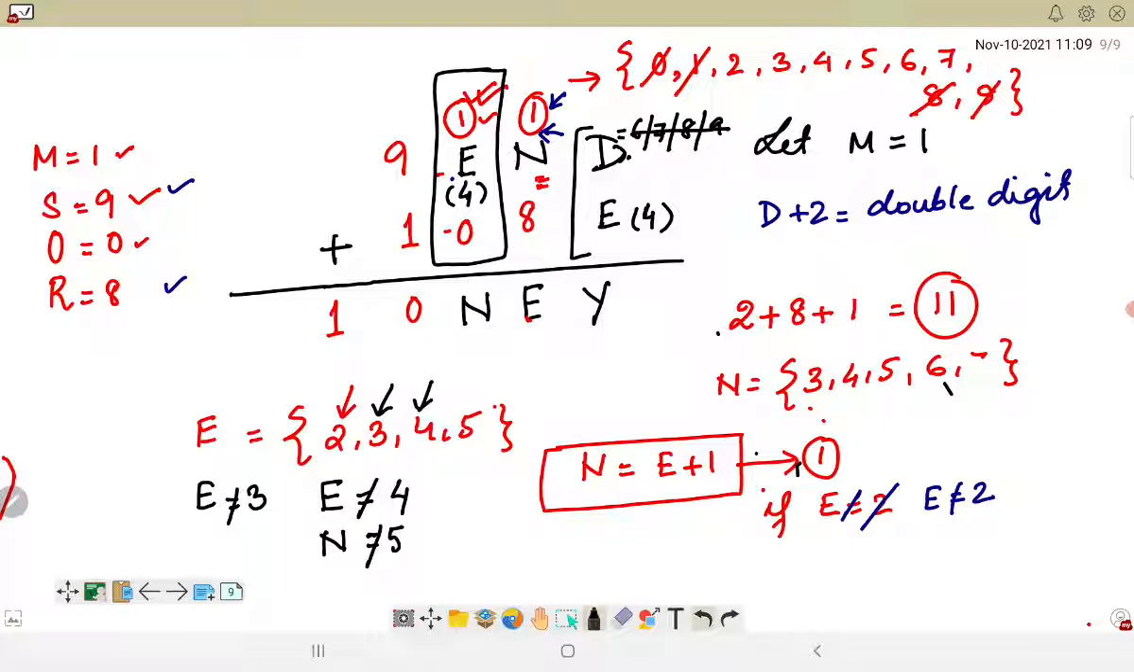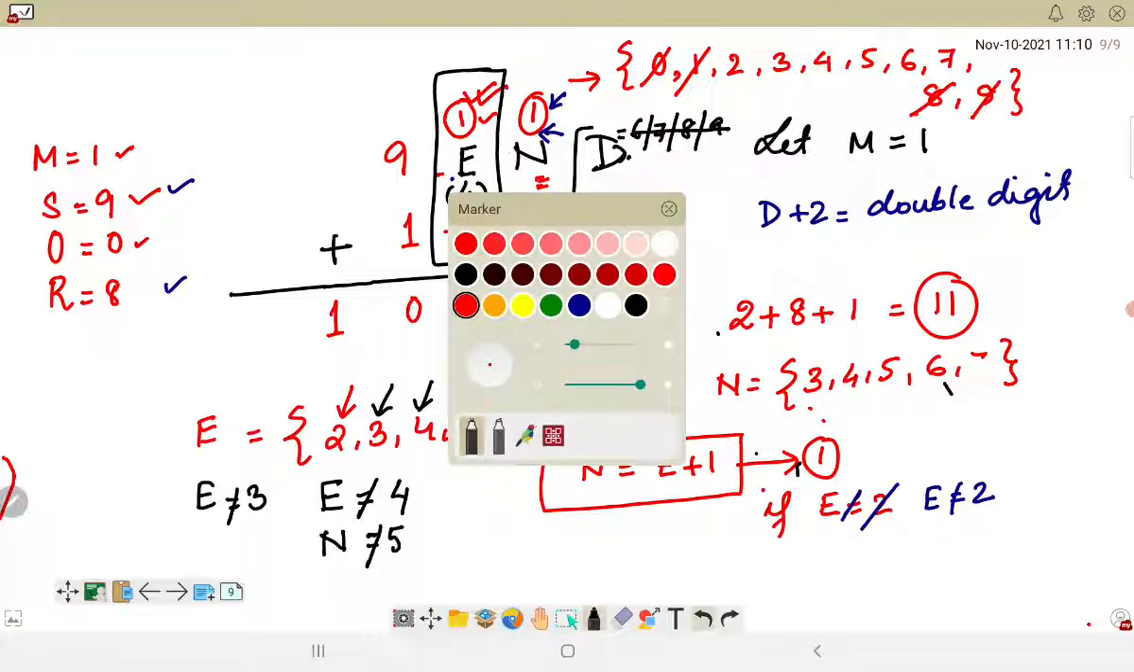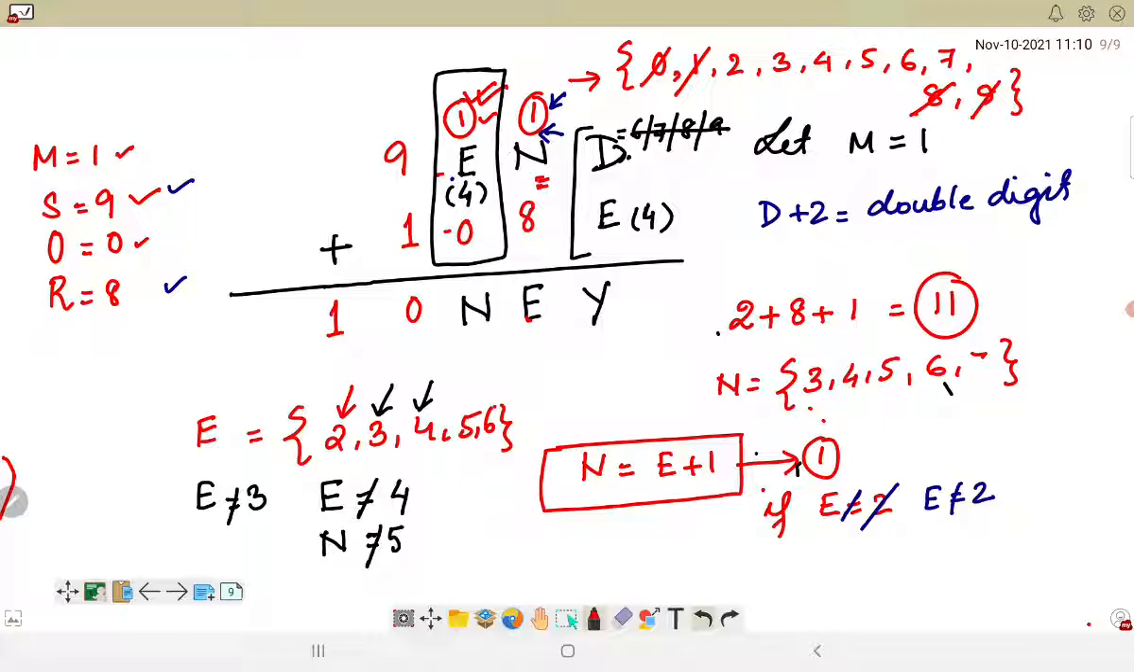We have already checked out E is equal to 2 is not possible, E is equal to 3 is not possible, E is equal to 4 not possible. So what we are left with is only E is equal to 5 and E is equal to 6. Oh sorry, we also have one more option here which is 6. Okay, E is equal to 6 here. Okay, so these are the things which we have as of now.